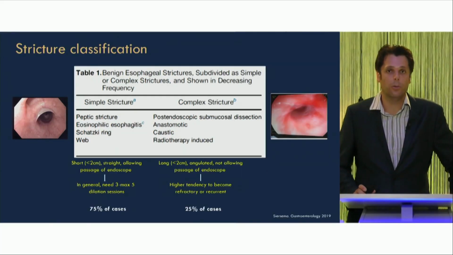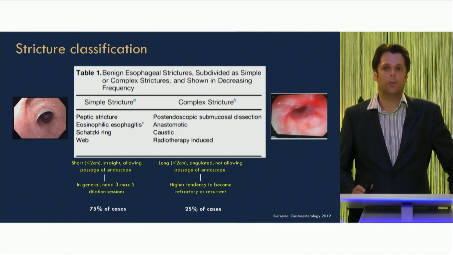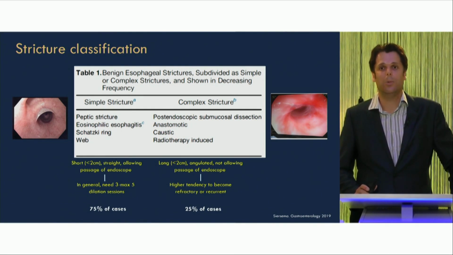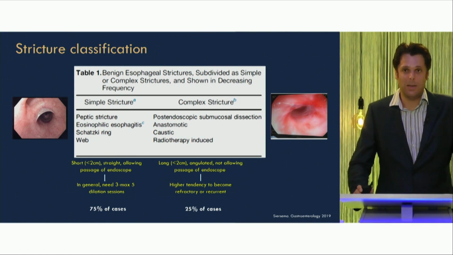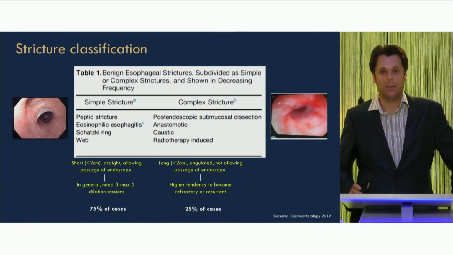However, there are also complex strictures, and this can be after endoscopic submucosal dissection or a complex EMR. Also anastomotic strictures in case of partial esophagectomy, for example. Caustic ingestion can cause a complex stricture, or they can be radiotherapy induced. And sometimes also eosinophilic esophagitis can give a complex stricture.